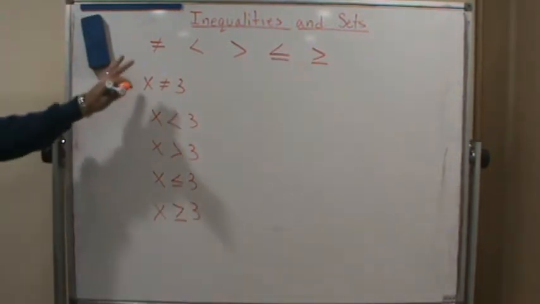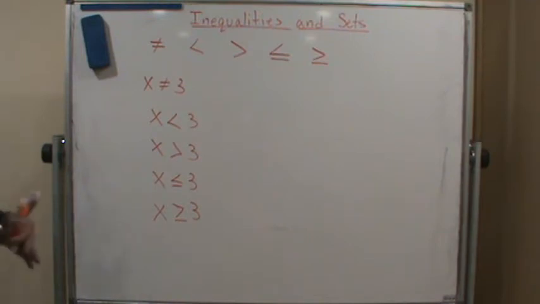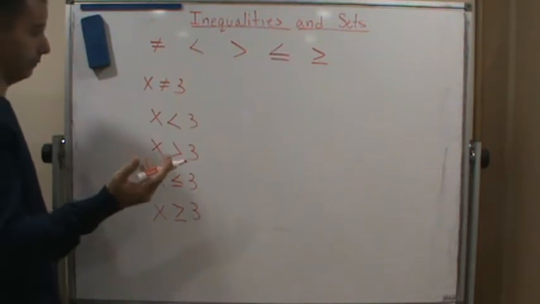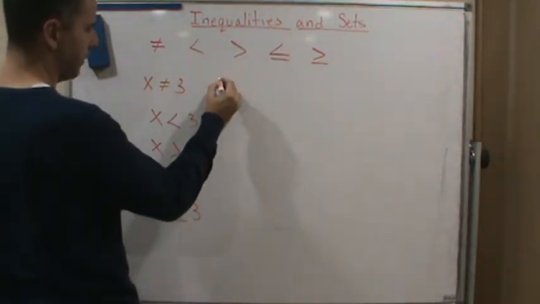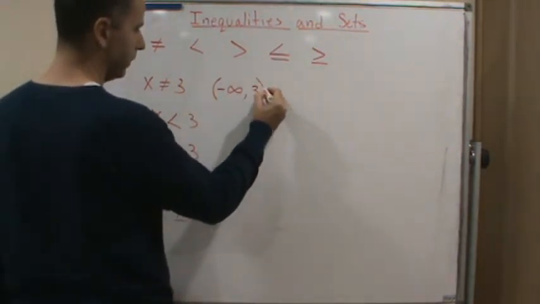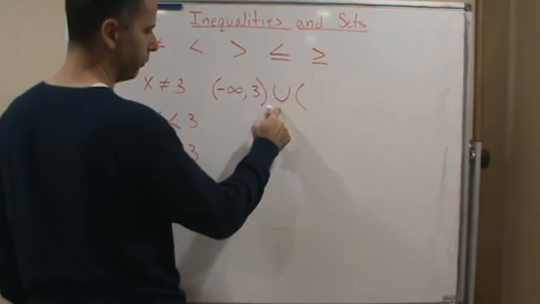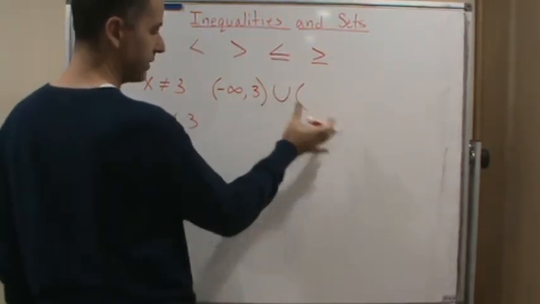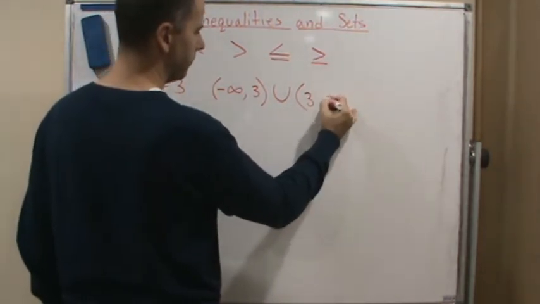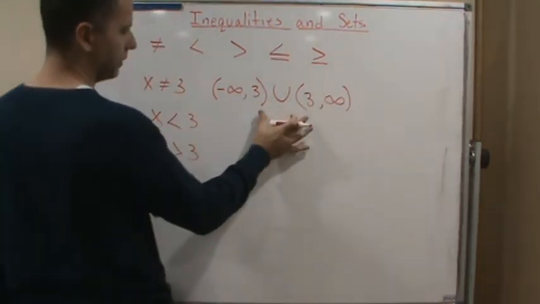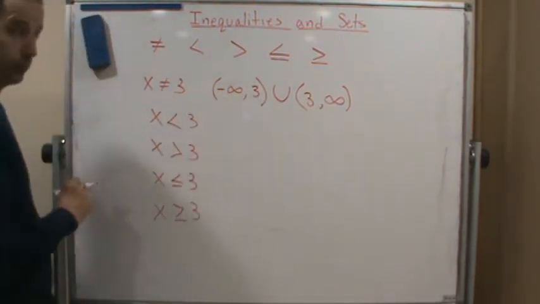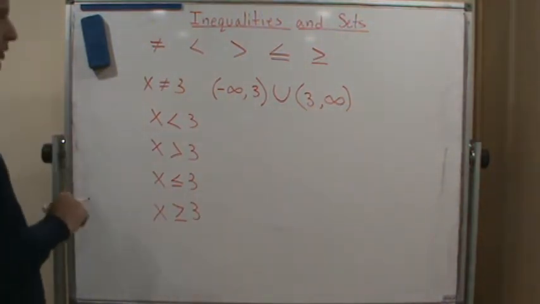Each one of these defines a certain set of numbers. This one defines anything except 3. So this would be the set of numbers from negative infinity to 3, union, which means I'm going to take these two sets and put them together, from 3 to positive infinity. Notice that I'm using parentheses at 3, meaning that I'm not going to include 3. So again, a little bit of terminology and symbolism.